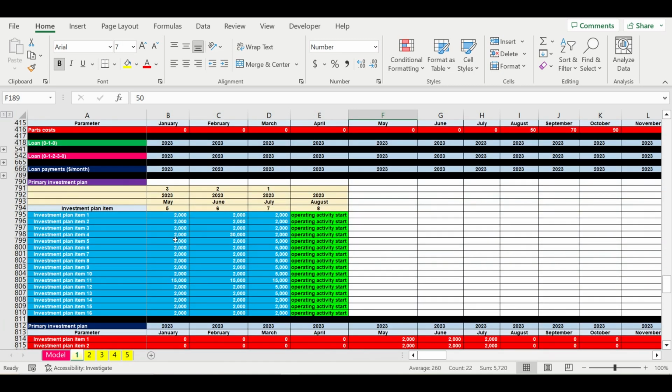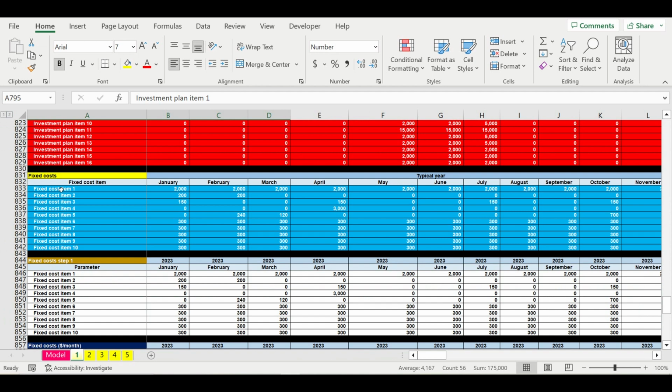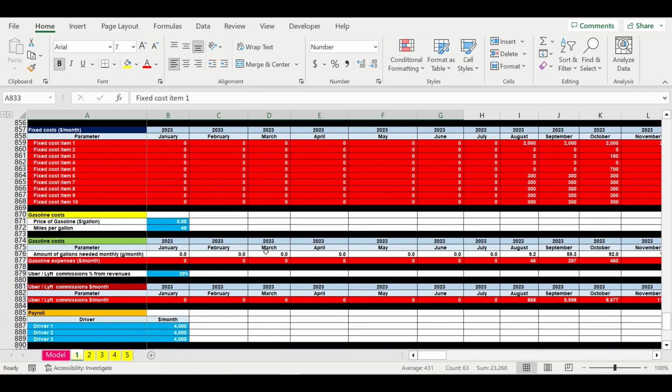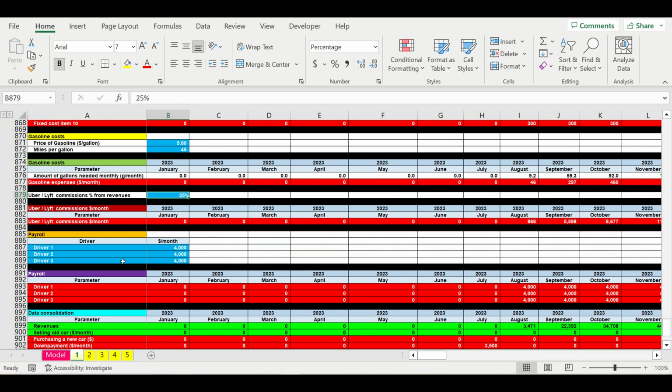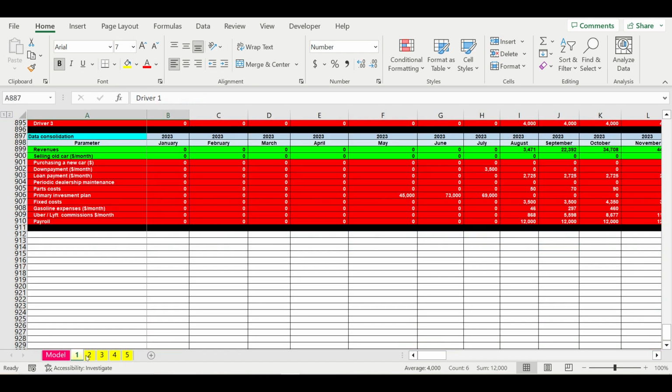Then we started talking about the investment plan for the car. Then we described fixed costs. If they have some seasonality, we started talking about the typical year. Then we moved to gasoline, Uber, Lyft commission, payroll, the driver's payroll. Then we have 1, 2, 3, 4, 5 cars in a fleet.